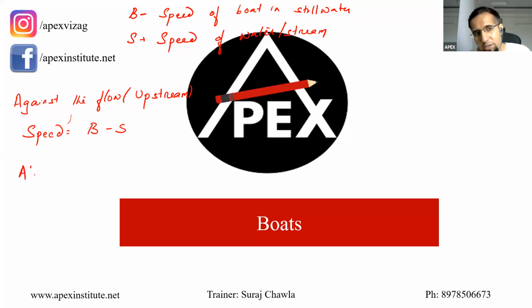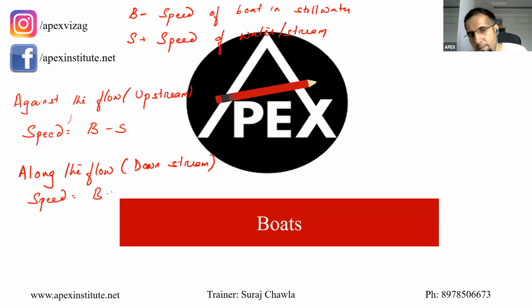There's one more term: sometimes you might go along with the flow of the current. That, as per this chapter, is called downstream. Okay. And speed downstream in this case becomes the speed of the boat plus the speed of the stream. Is this point clear, guys? Everyone?